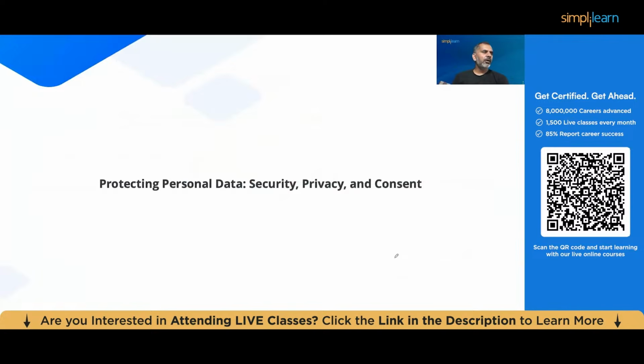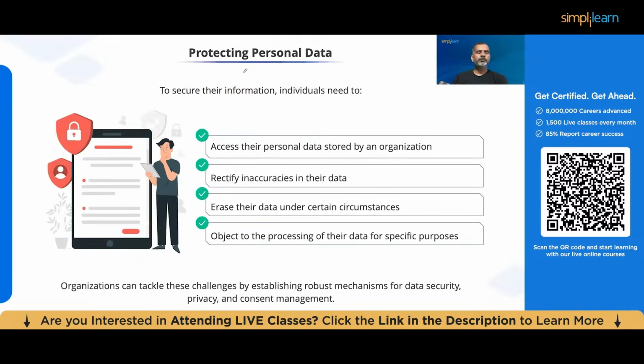With this, now let's talk about protecting personal data. Personal data is your name, your demographic, your phone number, your gender. This all comes into personal data. So what are the security, privacy, and consent concerns related to that? The very first thing is that protecting your personal data is very important, and organizations need to take care of this very seriously. But when you obtain this data, they also have to face certain challenges.